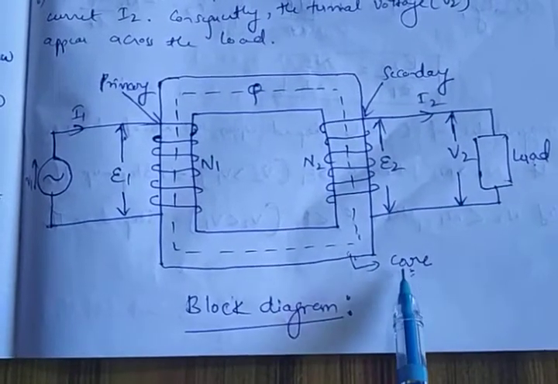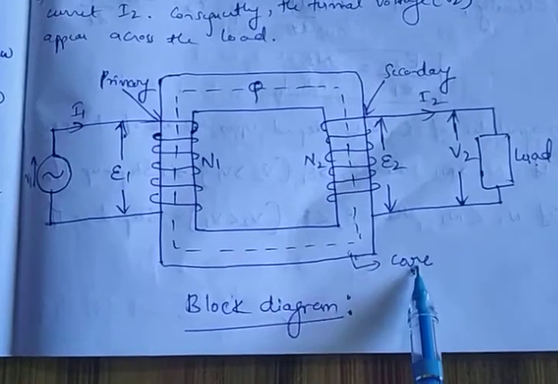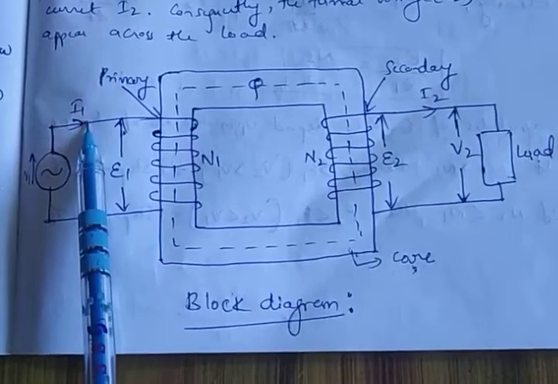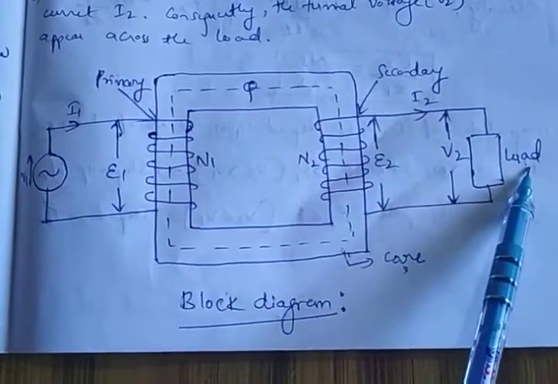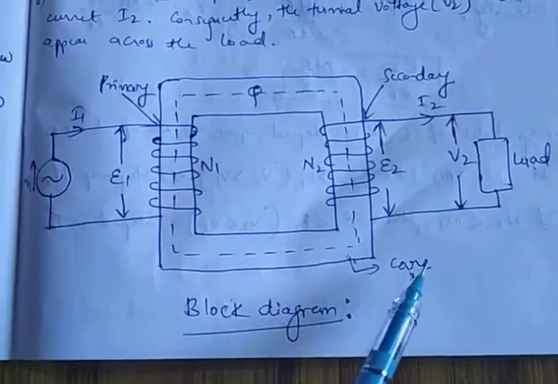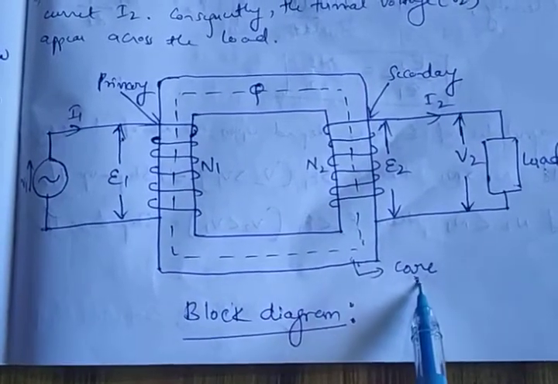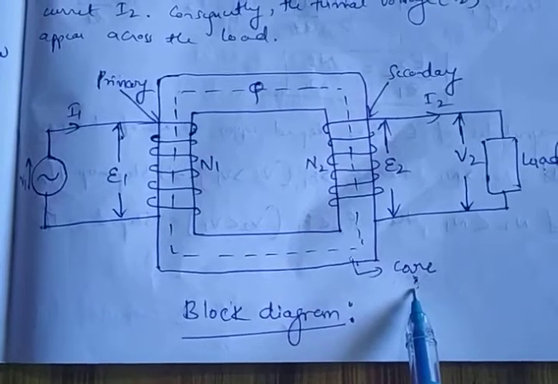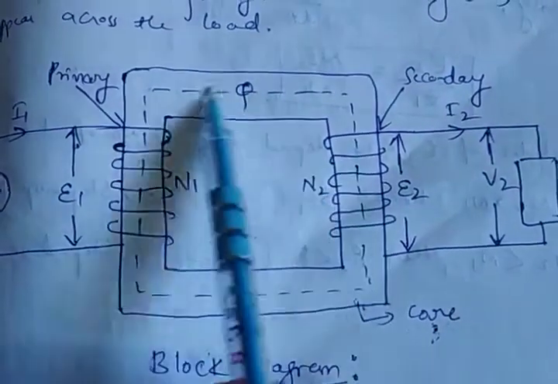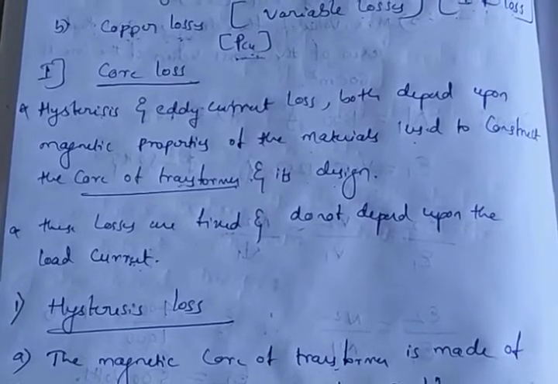We can also say that the core losses are fixed losses or constant losses because they are not dependent upon the current. If they were dependent on the current, then as the load changes, the current through the windings also changes. That's why the core losses are not dependent on the current, and why they are called fixed or constant losses. The losses which occur within the core of the transformer are the core losses. Let us discuss the core losses in detail.